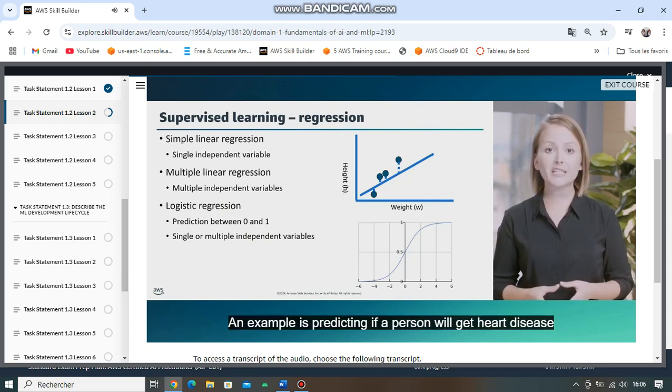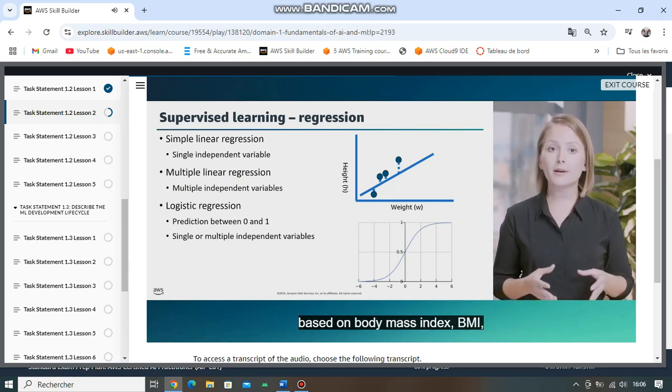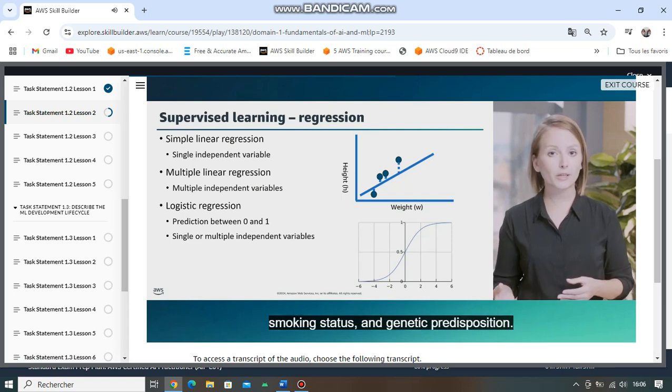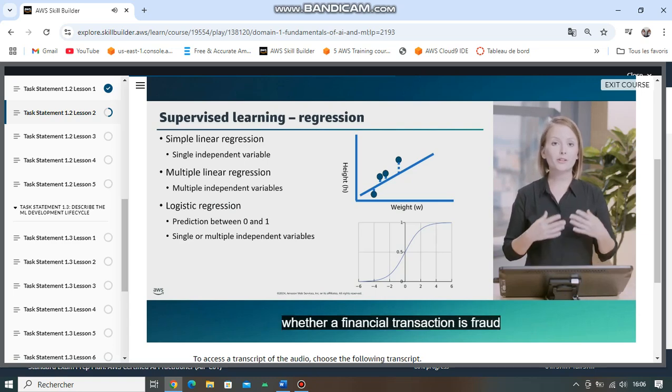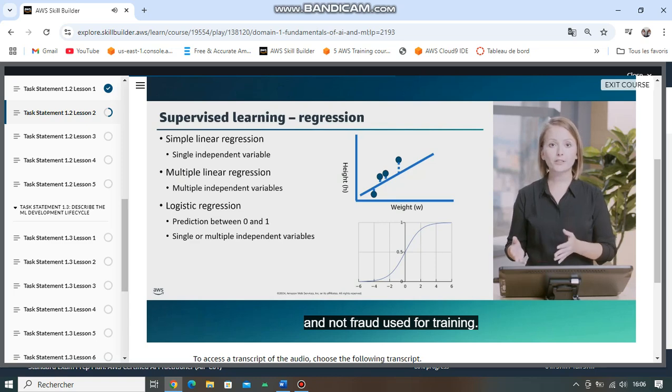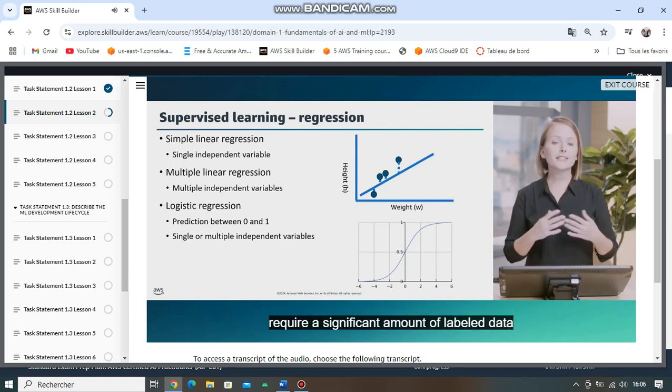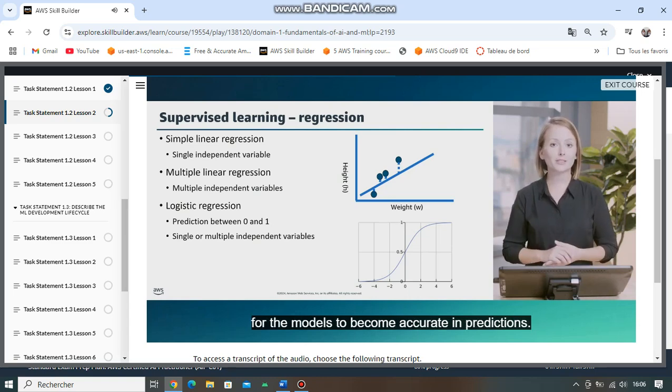An example is predicting if a person will get heart disease based on body mass index, BMI, smoking status, and genetic predisposition. Another example would be predicting whether a financial transaction is fraud when there are transactions labeled as fraud and not fraud used for training. Both logistic regression and linear regression require a significant amount of labeled data for the models to become accurate in predictions.